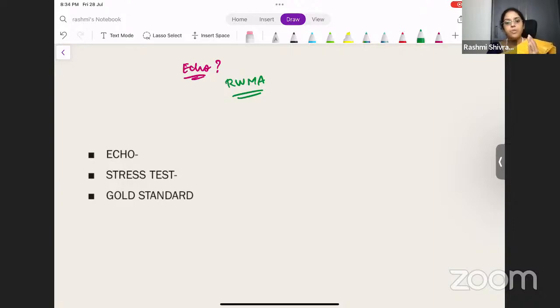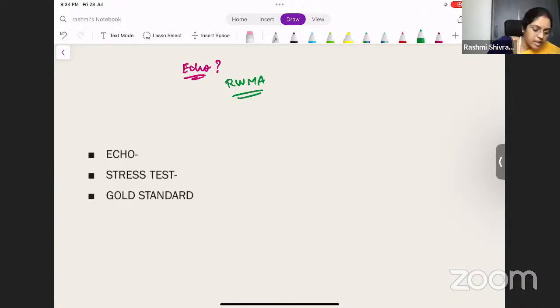You can say the septal wall motion abnormality is there. The septal wall is hypokinetic. What do you mean by that? You would have read such echo reports, isn't it? Septal wall hypokinesia. Left ventricular apex hypokinetic. That means there is an infarction in that region. So there will be regional wall motion abnormality.